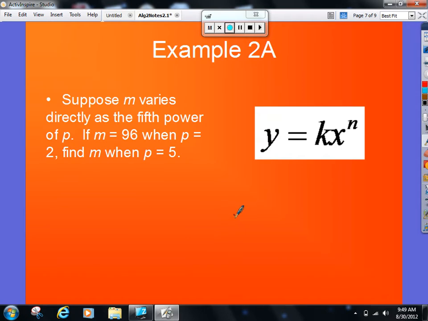There's no extra words. Suppose m varies directly. Oh, that tells me to do what? Write down this formula, y equals kx to the n. As the fifth power of p, if m equals 96 when p equals 2, find m when p equals 5. You can pause this and work it out on your own right now if you'd like. The answer I get is 9,375.